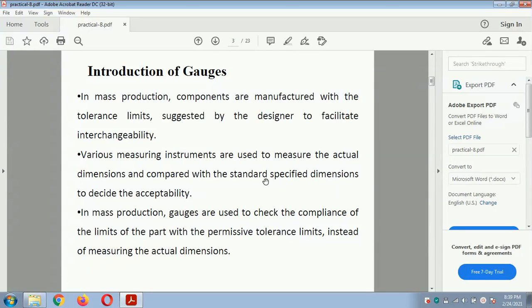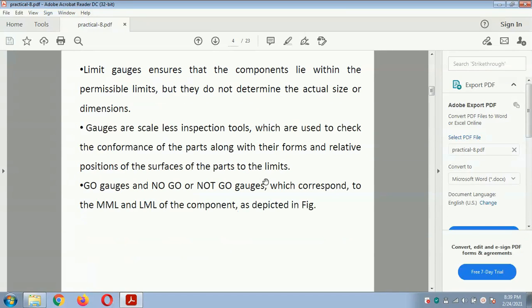The introduction of the gauges. In mass production of components, the tolerance limits are suggested by the designer for interchangeability. Various measuring instruments are used to measure the actual dimension and compare it with the standard specified dimension. In mass production, the gauges are used to check compliance with the limits. The limit gauges ensure the component lies between the permissible limits. The gauges are scale-less inspection tools.